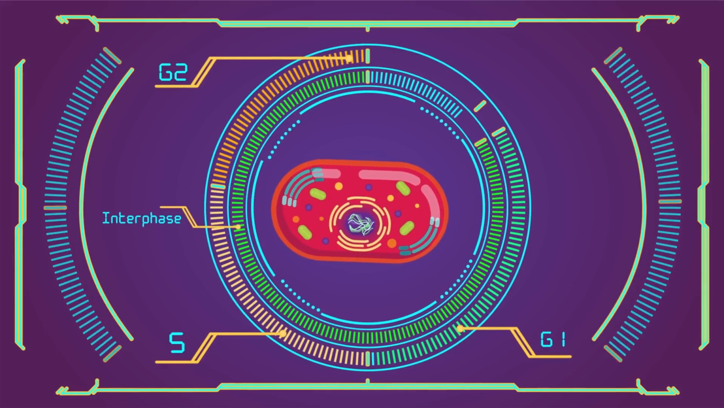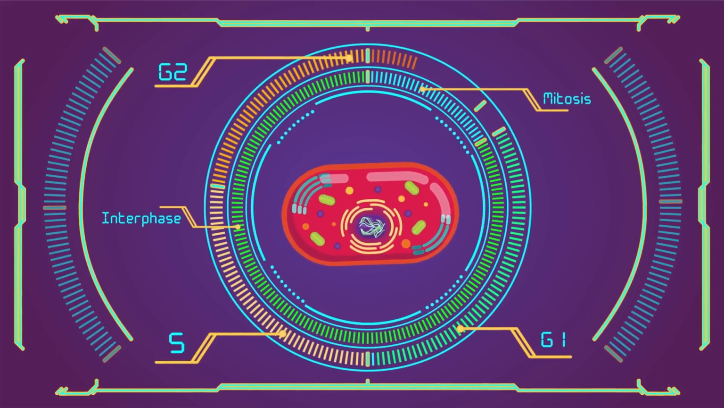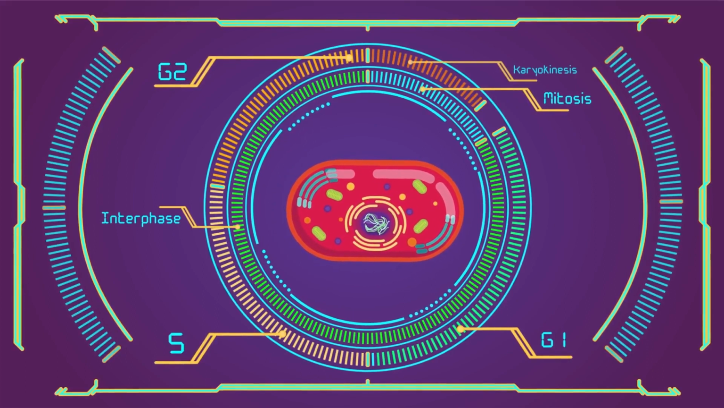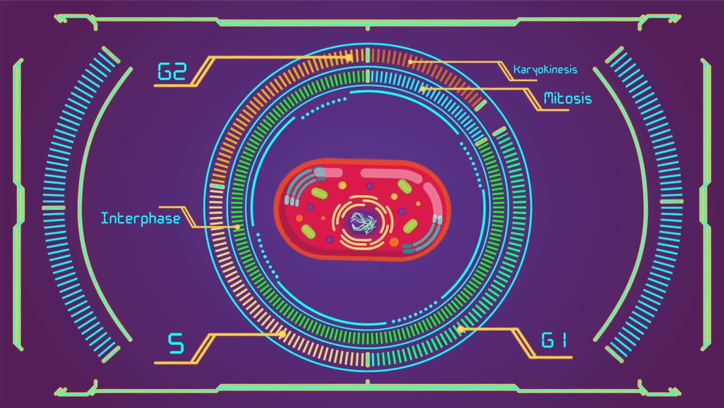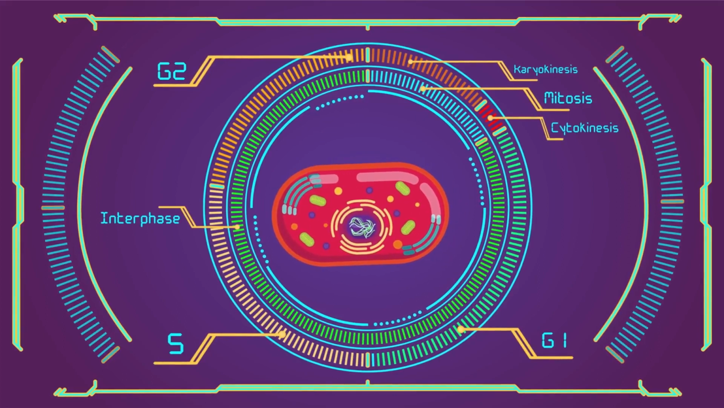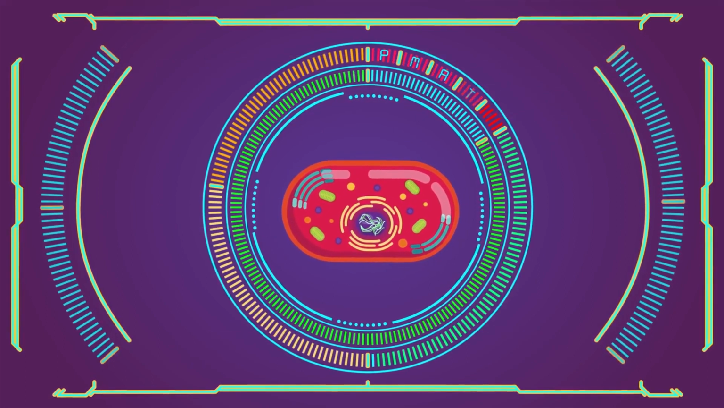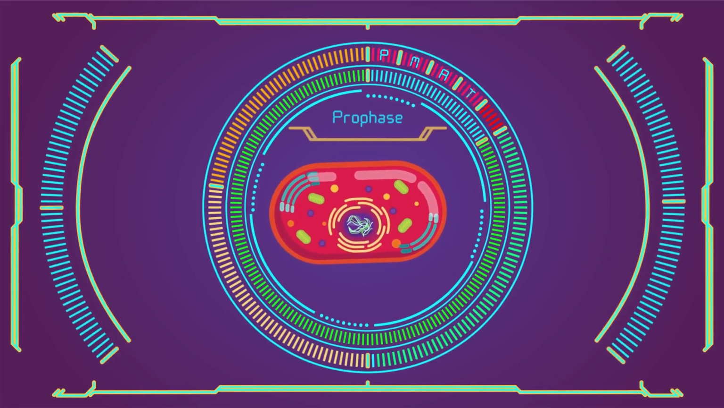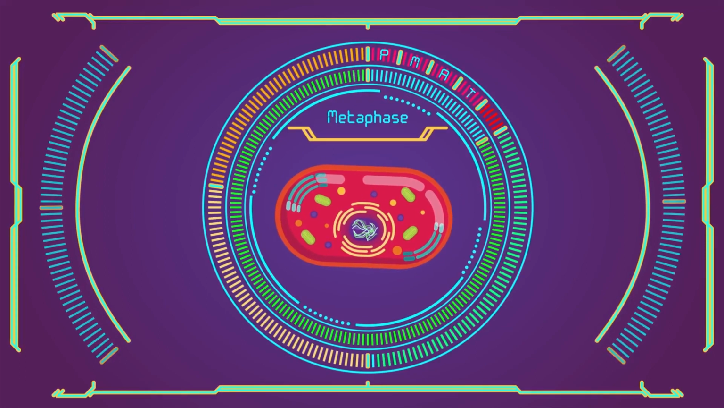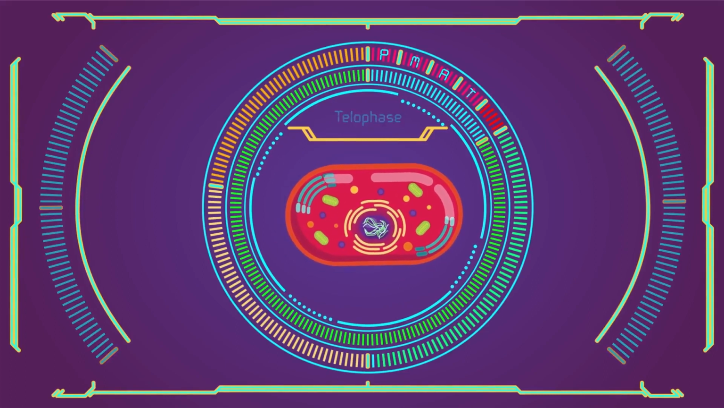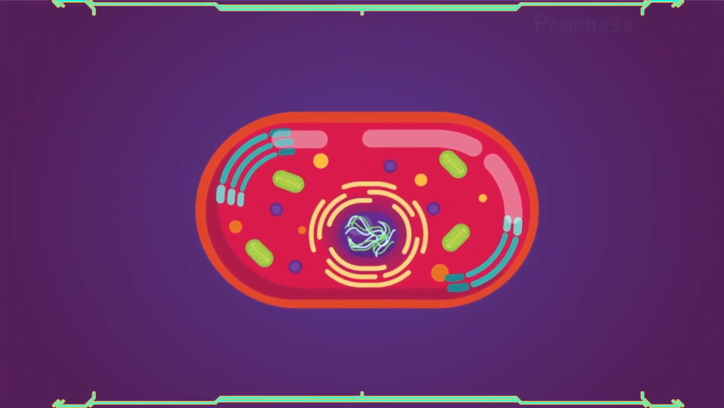After this phase comes mitosis, which is further divided into karyokinesis, division of nucleus, and cytokinesis, division of cytoplasm. Karyokinesis involves the four basic steps of mitosis that are prophase, metaphase, anaphase, telophase. Here we start with prophase.